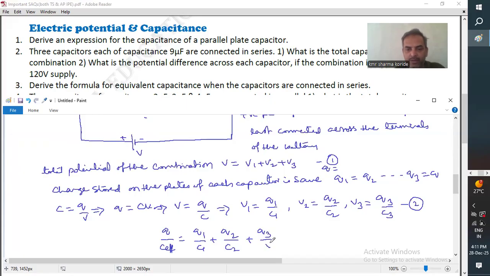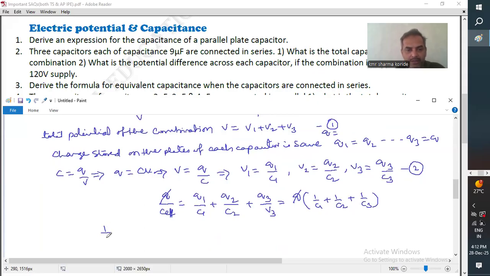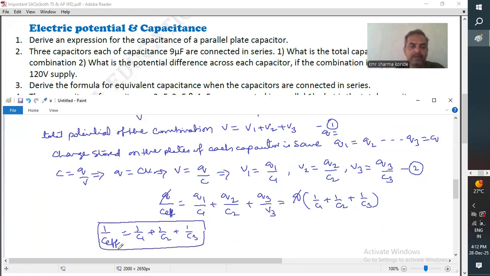V3 is replaced by Q3 by V3. But we said that Q1, Q2, Q3 are all the same. Therefore, Q you can take out common: 1 by C1, 1 by C2, 1 by C3. So Q can be cancelled on both sides of the equation, and you will be left with 1 by C1, 1 by C2, 1 by C3. So this is the desired equation when capacitors are connected in series.